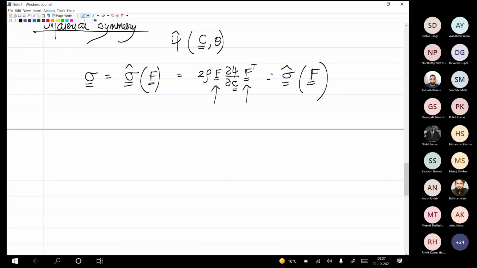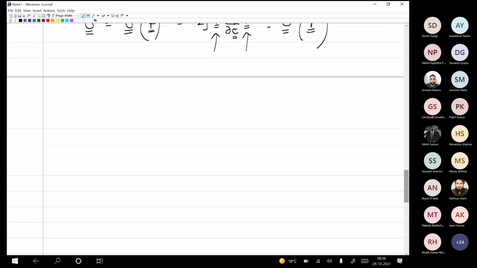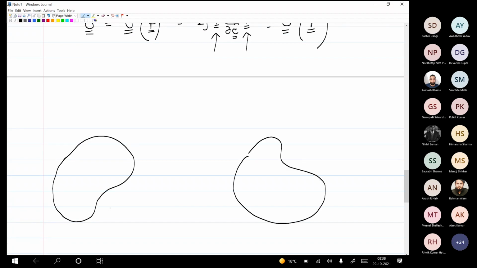Whenever you have this F, that means you have some reference configuration, because F is always defined relative to the reference configuration, right? The gradient is with respect to referential coordinates for big F. Now think that you have the same body, but you are analyzing it through two reference configurations. So this is, for example, chi ref 1, and this is chi ref 2. And the current configuration of the body is here.